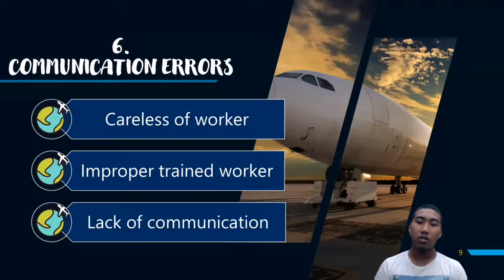Okay, the first point is carelessness of the workers. This accident may occur because of the carelessness of the worker due to physical tiredness. When we are tired, we may not be focused on what we are doing. For the second point, improperly trained workers. The workers are not properly trained from the academy or so. They may forget how to communicate procedures to the pilot before taking a flight.